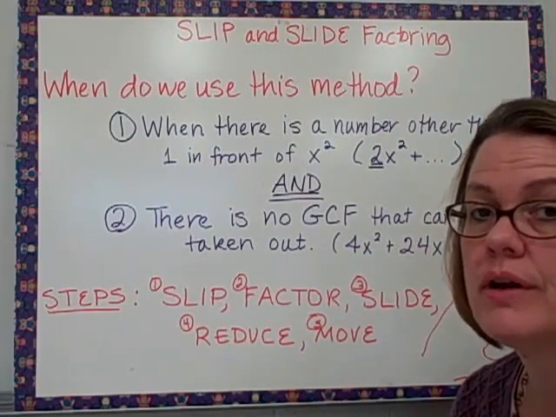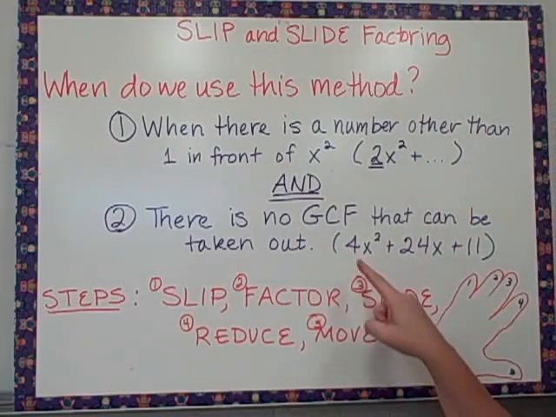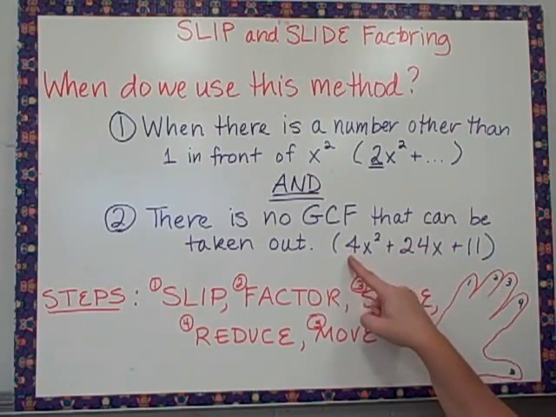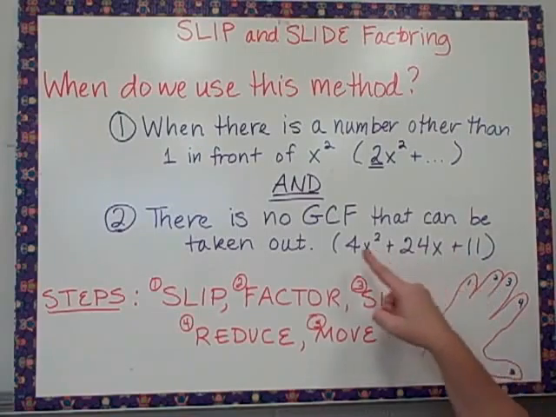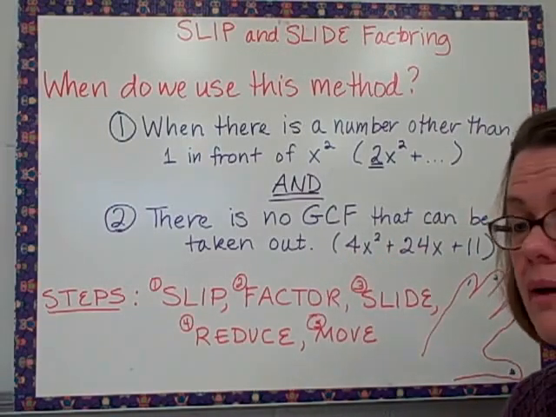You might want to review the greatest common factor video so that you know what to do if you have a greatest common factor. But if I look at this example, 4x squared plus 24x plus 11, I have a number in front of x squared, and 4 cannot be taken out of everything, nor is there another number that can come out of 4, 24, and 11. So this is a candidate for slip and slide.